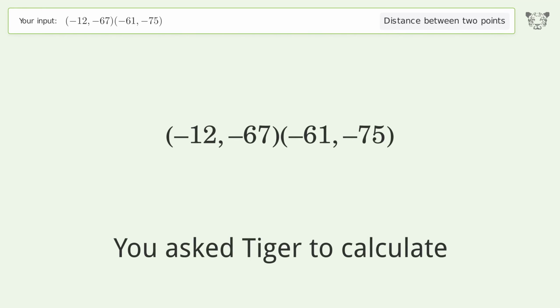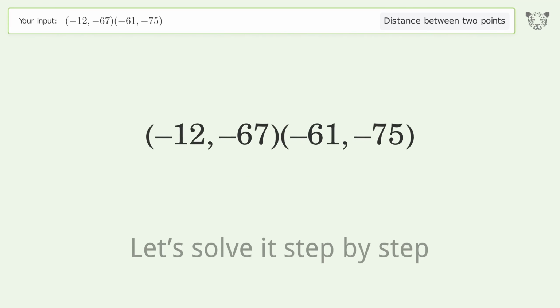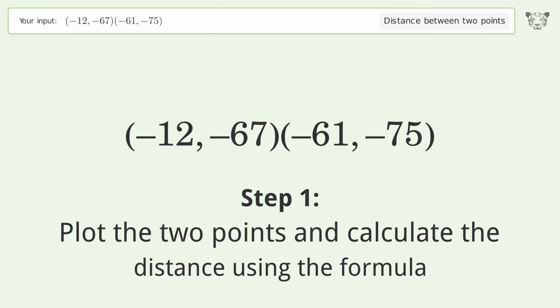You ask Tiger to calculate. This deals with the distance between 2 points. The distance between the 2 points is the square root of 2,465 or 49.649. Let's solve it step by step. Plot the 2 points and calculate the distance using the formula.